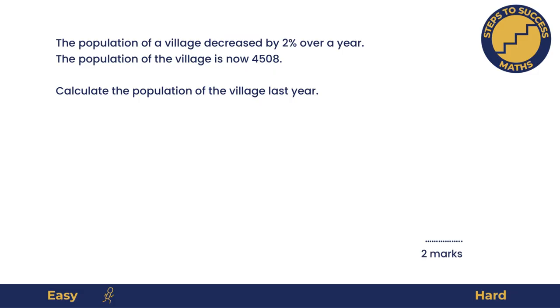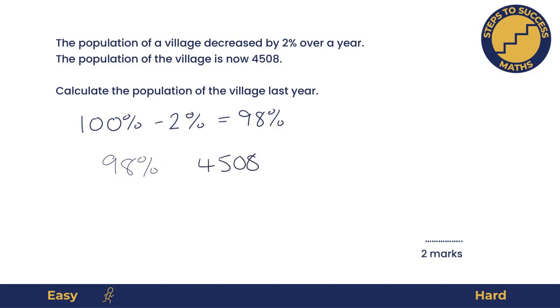The population of a village decreased by 2% over a year. The population of the village is now 4,508. Calculate the population of the village last year. So the population of the village started at 100%, went down 2%, so that leaves 98%. We know that this 98% is worth 4,508. So let's work out 1%.